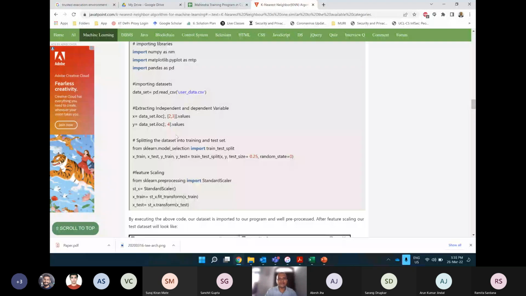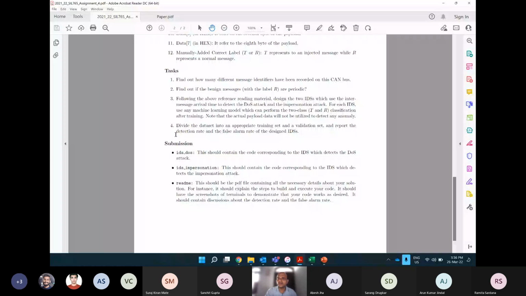As I have already mentioned, actual payload data will not be utilized to detect any anomalies. We are not interested in that. We are only interested in inter-message arrival time. This is one data set, the DOS one. For the impersonation attack data set, you will try to figure out what things you should notice in order to detect the attack. There will be similar things. You are still looking at the inter-message arrival time.